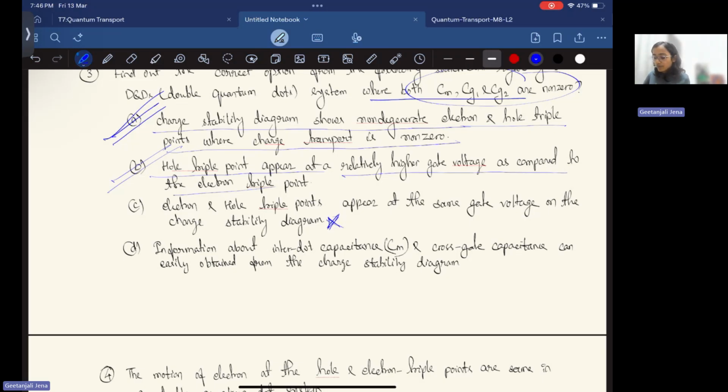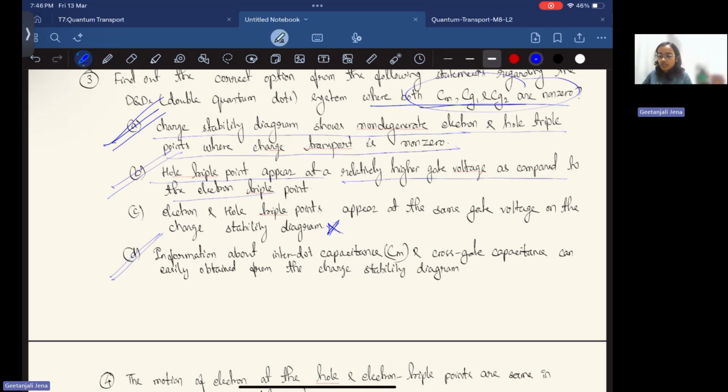Okay. Option D, information about the interdot capacitance or the cross gate capacitance can easily be obtained from the charge stability diagram. So CM and CG1, CG2, we can see that these are related to delta VG1 and delta VG2, which is already there in the charge stability diagram, which can be calculated from the charge stability diagram. So that means option D is also a correct option for the double quantum dot for the case where all of the capacitances are non-zero. So the answer is A, B, and D.